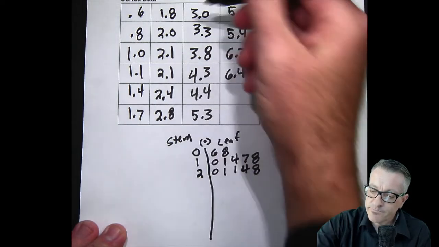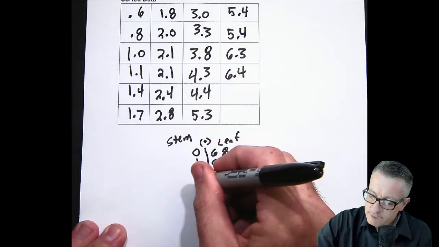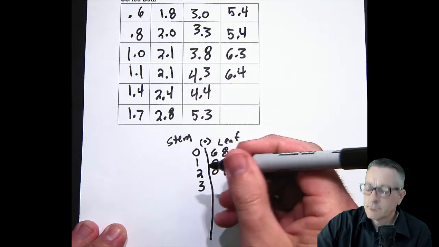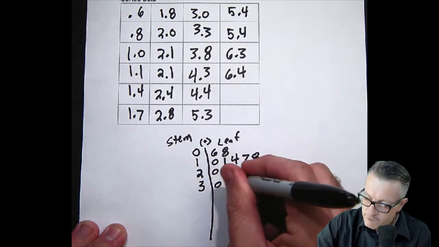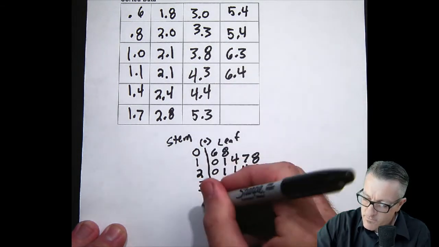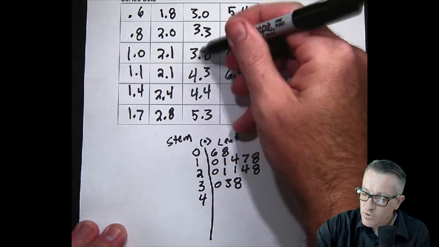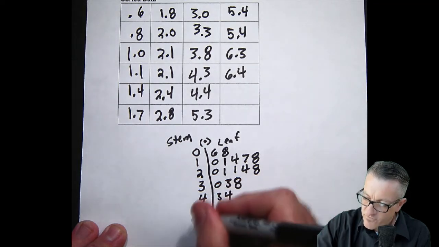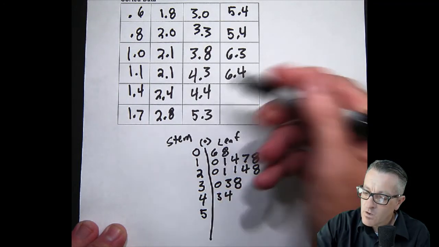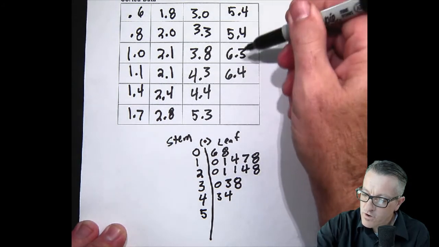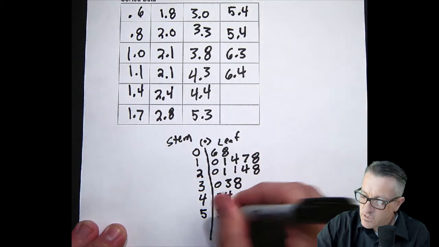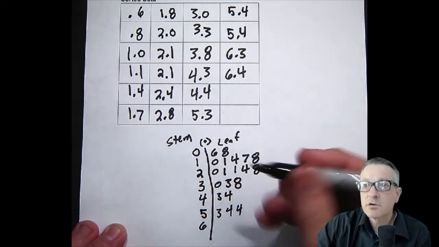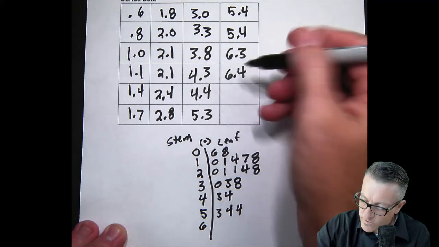Okay, we'll continue. So then for 3, we do 0, 3, 8, and that's it. For 4, we do 3, 4. That's it. For 5, we do 3, 4, 4. That's it. And for 6, we do 3 and 4.